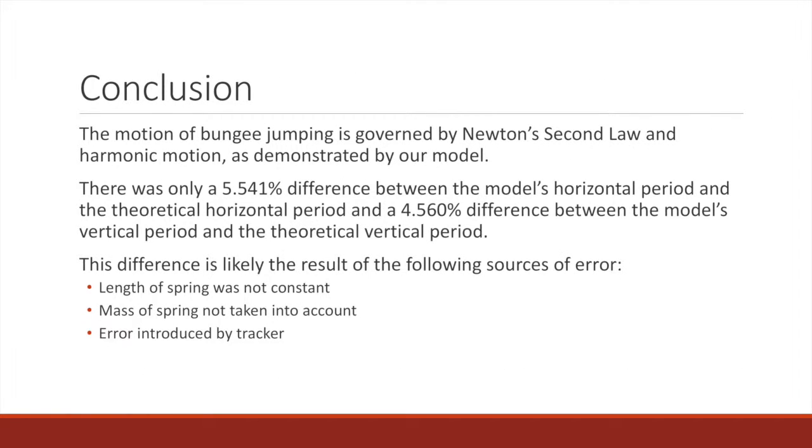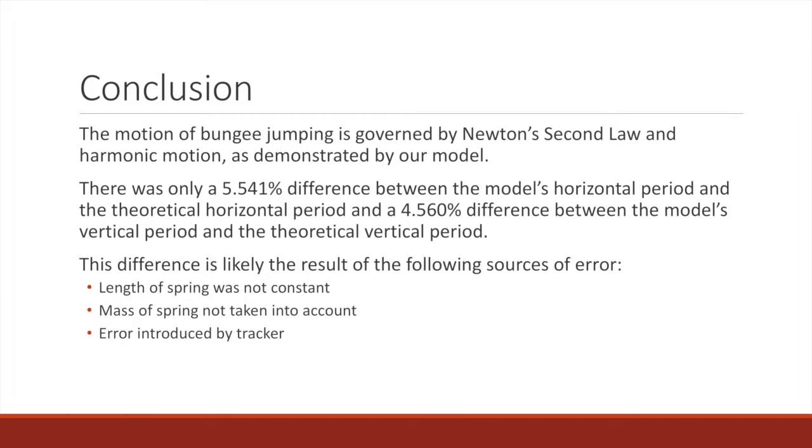In conclusion, the motion of bungee jumping is governed by Newton's second law and harmonic motion, as demonstrated by our model. There was only a 5.541% difference between the model's horizontal period and the theoretical horizontal period, and a 4.560% difference between the model's vertical period and the theoretical vertical period.